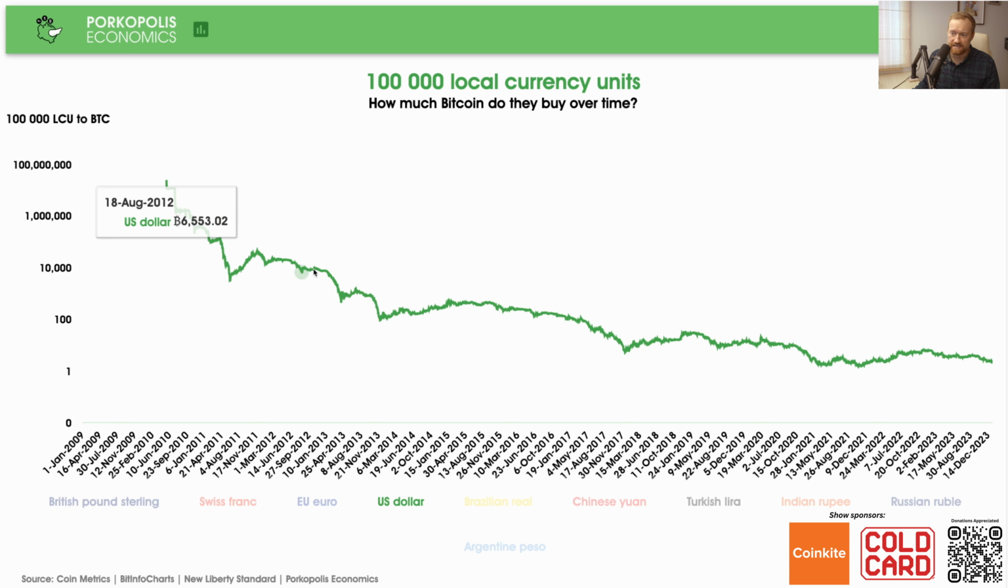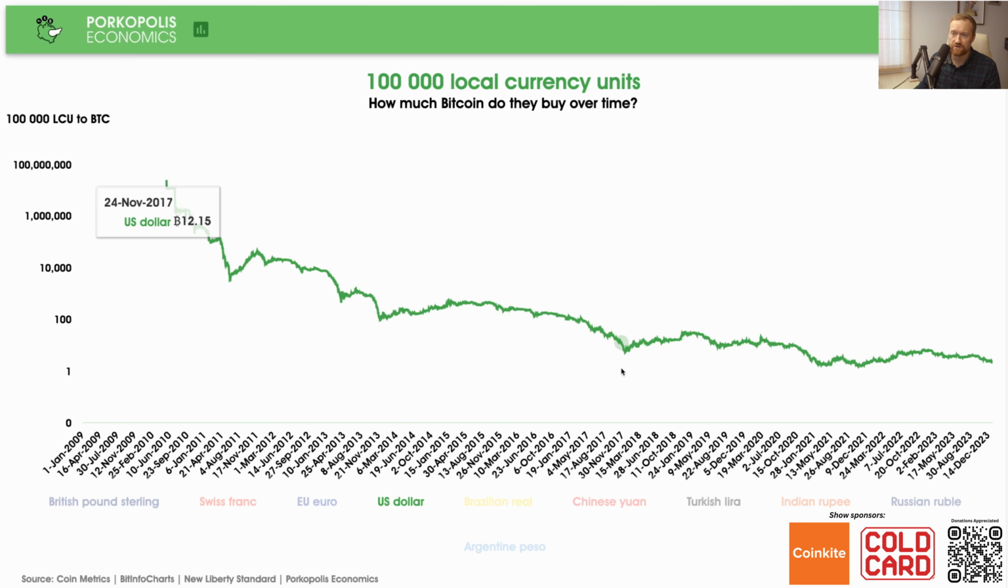Here we're looking at $100,000, how much that can buy you in Bitcoin terms. This is the same thing as a Bitcoin chart in US dollar terms, but it's inverted. So again, 100,000 local currency units to Bitcoin. We're going to look at a variety of currencies here quickly, and we're going to try to see how much Bitcoin 100,000 units of a local currency could buy us.